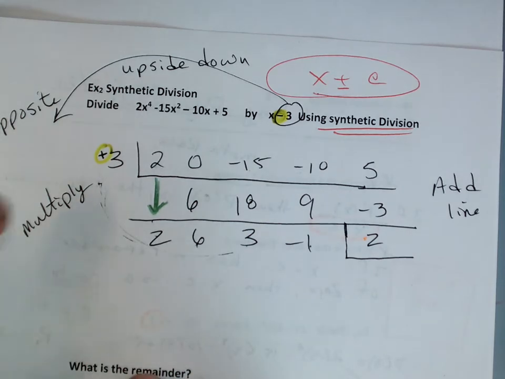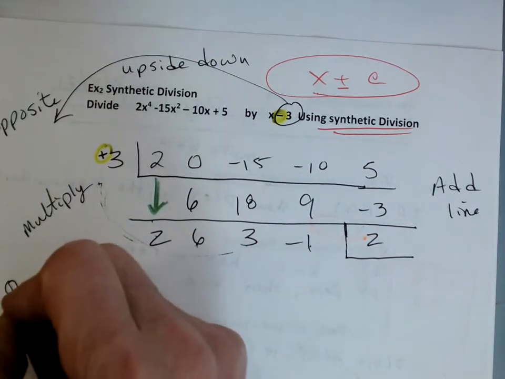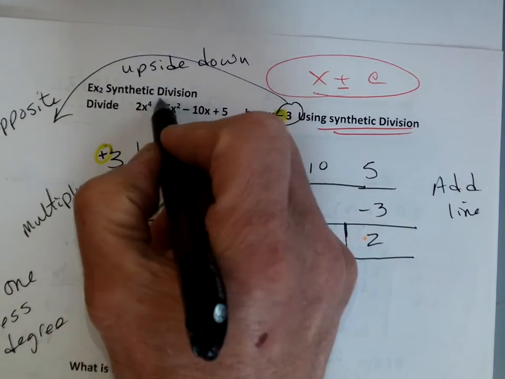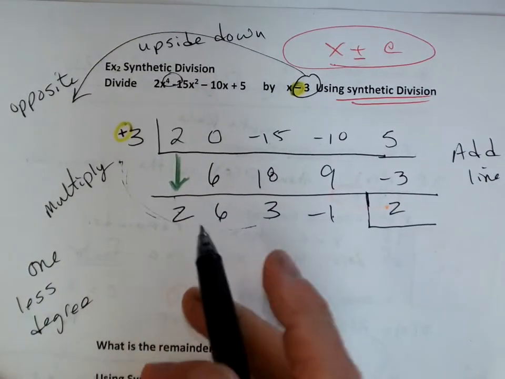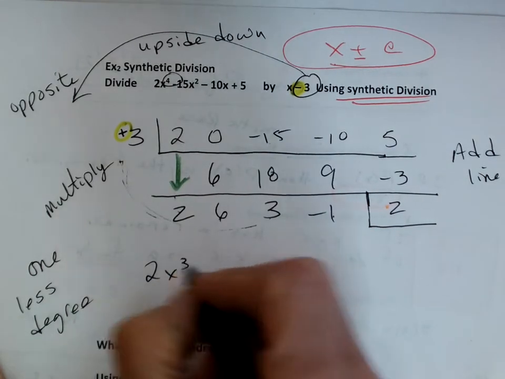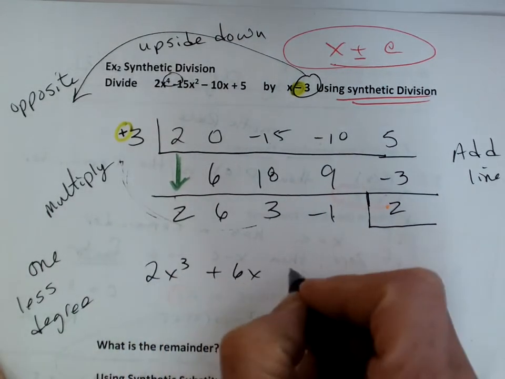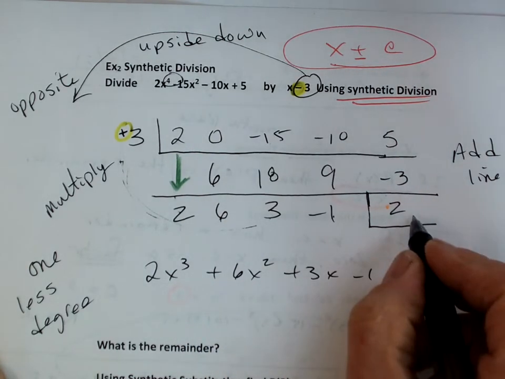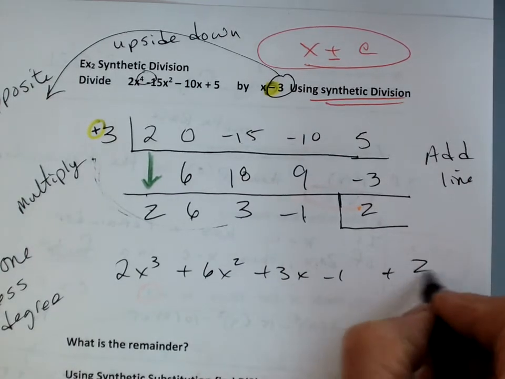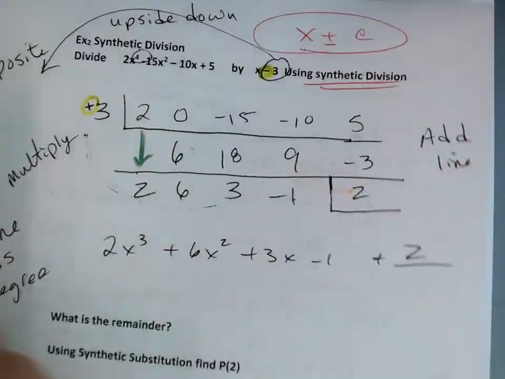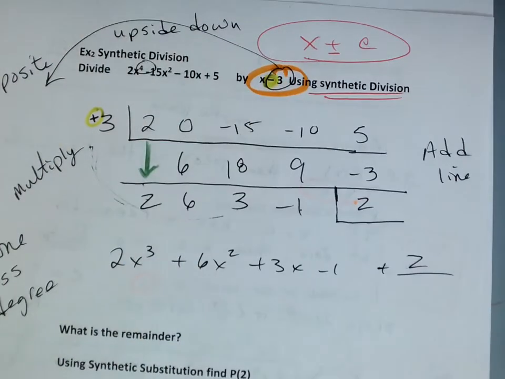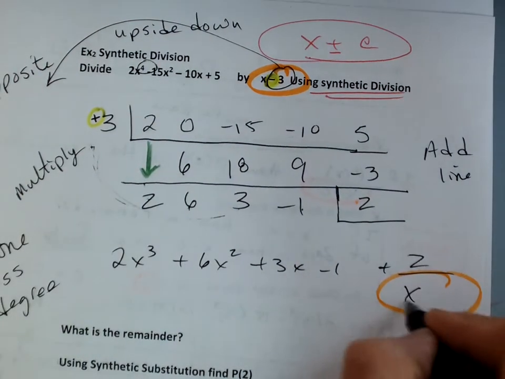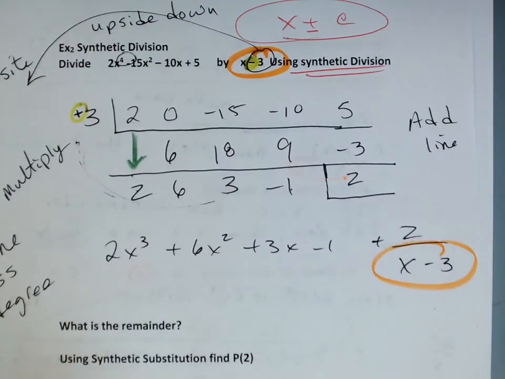So since we did divide by x, we're going to have 1 less degree. So it originally was x to the 4th, right? So this is going to be 2x to the 3rd plus 6x squared plus 3x minus 1. And what do we do with the 2? Plus 2 over what we divided by, and what we divided by was the x minus 3. Originally, that was the original problem, right? By the x minus 3. Okay, there's my answer. That was a lot easier than that.